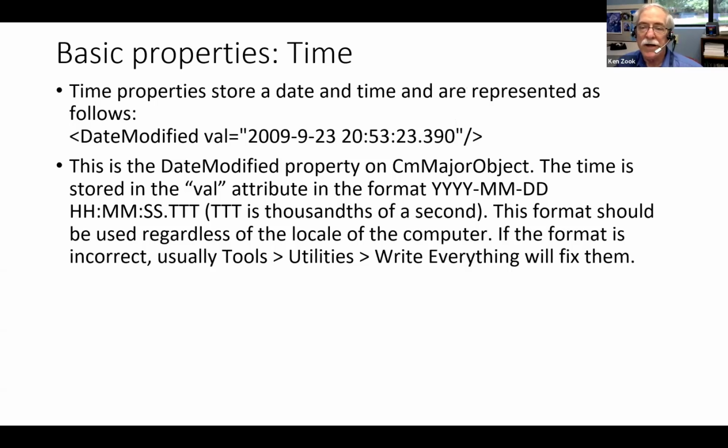Time properties store a date and a time and are represented in this format. In val, they have the 4-digit year, then month, then date with hyphens, then the time with colons, and then a period for milliseconds. They should always be in that format regardless of the locale. If you do get dates that are wrong, if you use the tools utilities, write everything, it'll put the dates out in the right format.